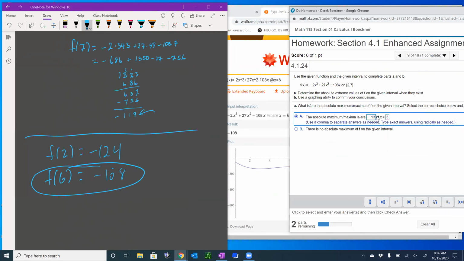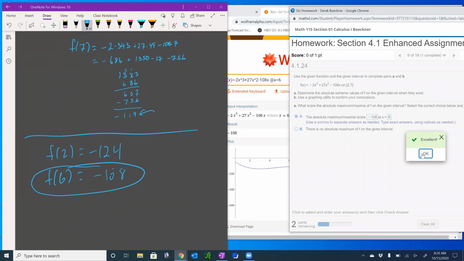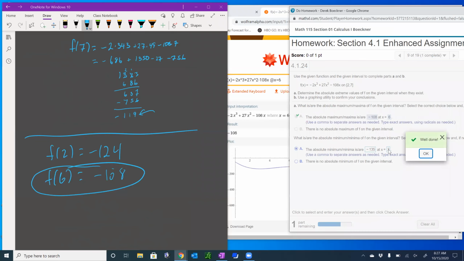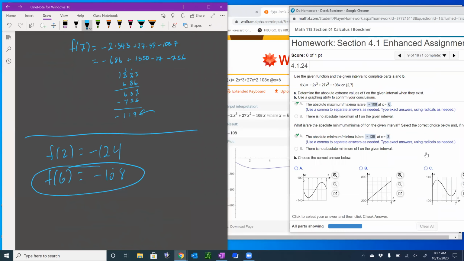Minus 108 at x equals 6. Try that. Okay, we're happy with the maximum rather than the minimum. Ah, good, we already did this. So this was minus 135. Did I do that calculation right? We'll see. At x equals 3. Okay, I did do that calculation right. It's going to look like this.